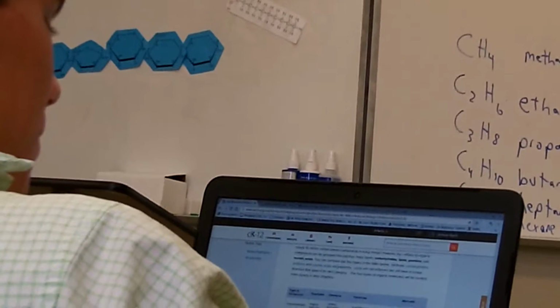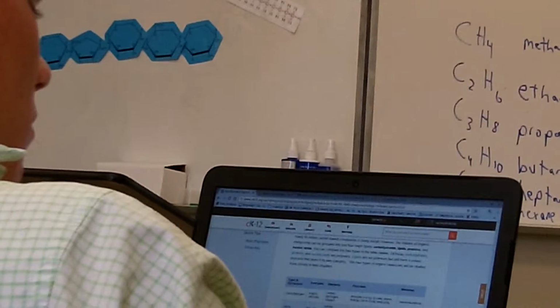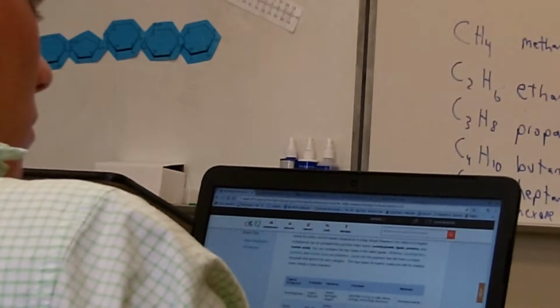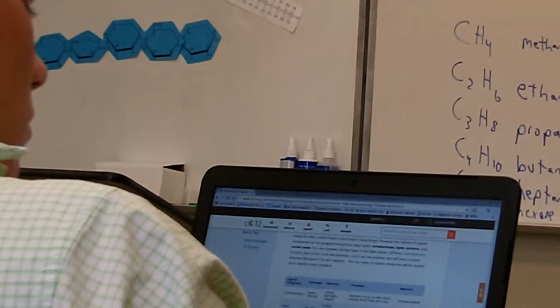So this is how sugar is stored in your liver. It's stored as a giant molecule called glycogen. It's a polymer in the liver. Yeah, that's correct.